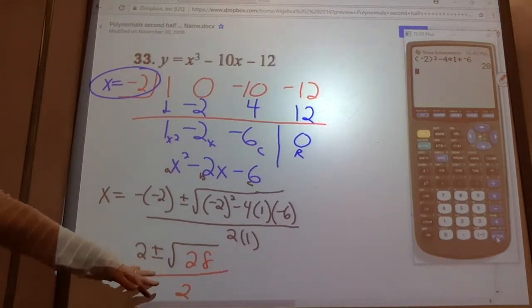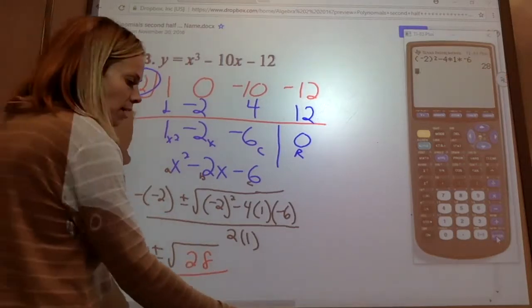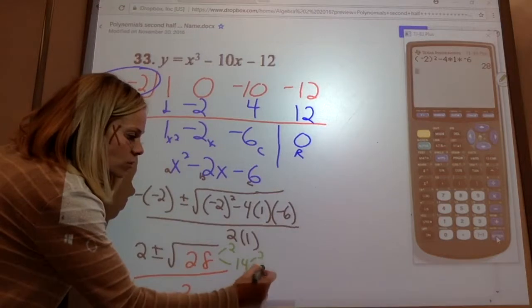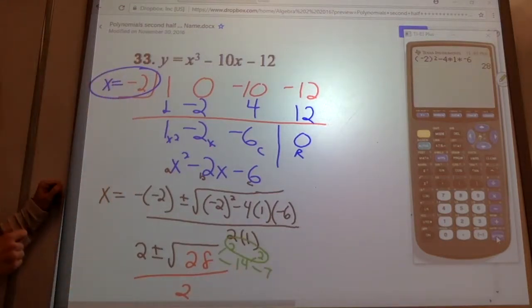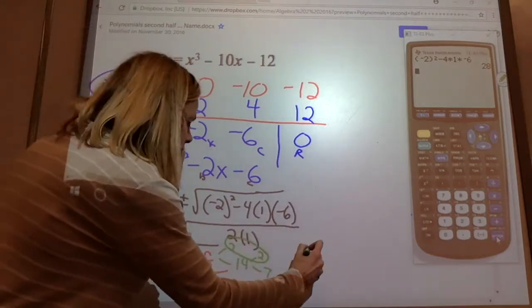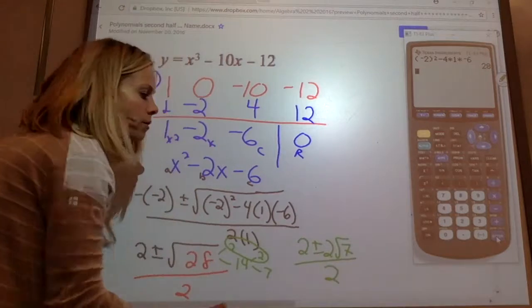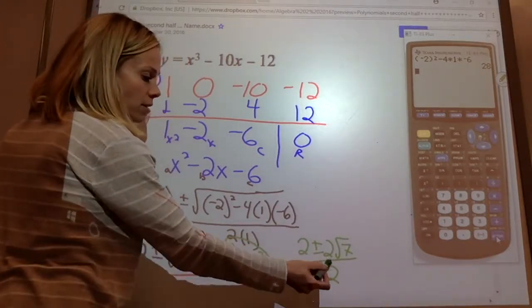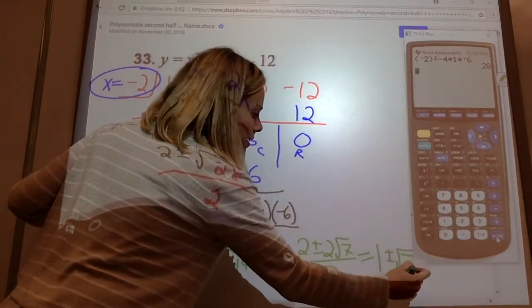Right? But this is not done because why? You can simplify this 28. Very good. 28 is 2 and 14, and 14 is 2 and 7. So there's 2 2's. I can take 1 out. So I'd have 2 plus or minus 2 root 7 all over 2. Still not done because I can take a 2 out. So my last step, I'd have 1 plus or minus square root 7.